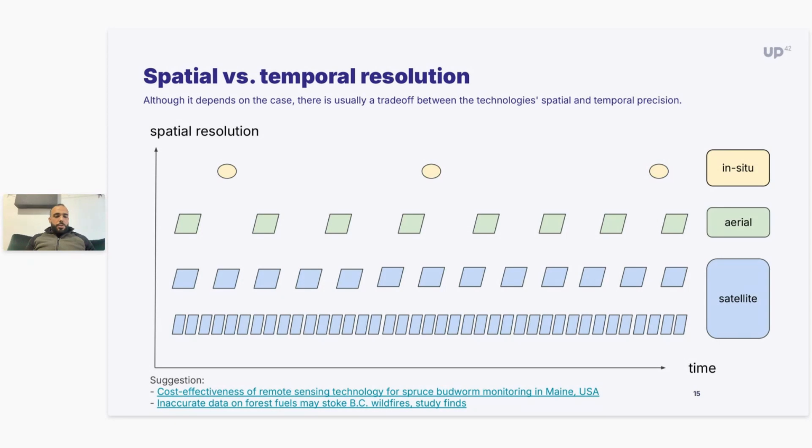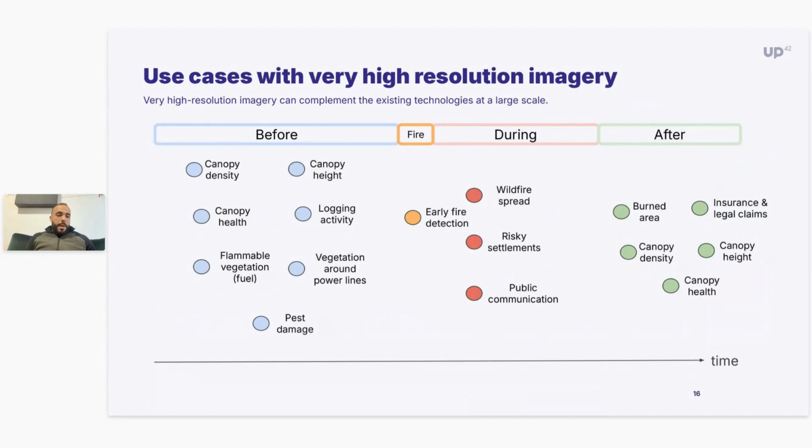And there is also another report that I found in one of the files. Inaccurate data on the forest fuel may lead to analysis going the wrong way, so they couldn't foresee what was coming. That's why very high resolution satellite imagery is also important. It's not always possible to get it, but nowadays you can get daily imagery from some of the providers.